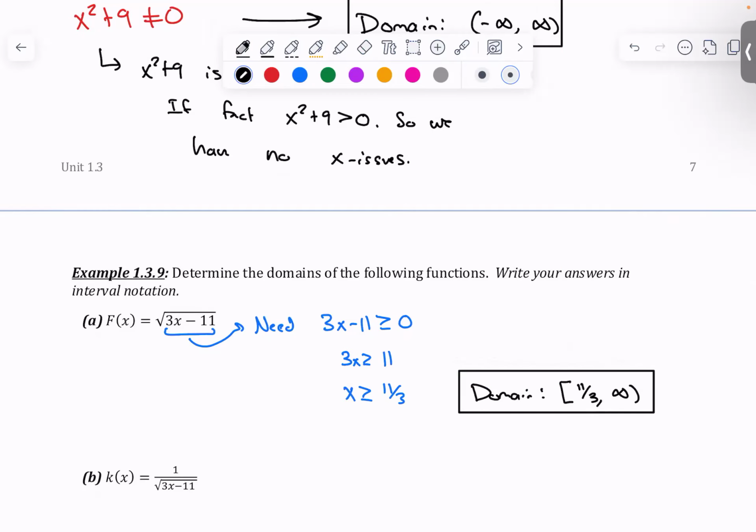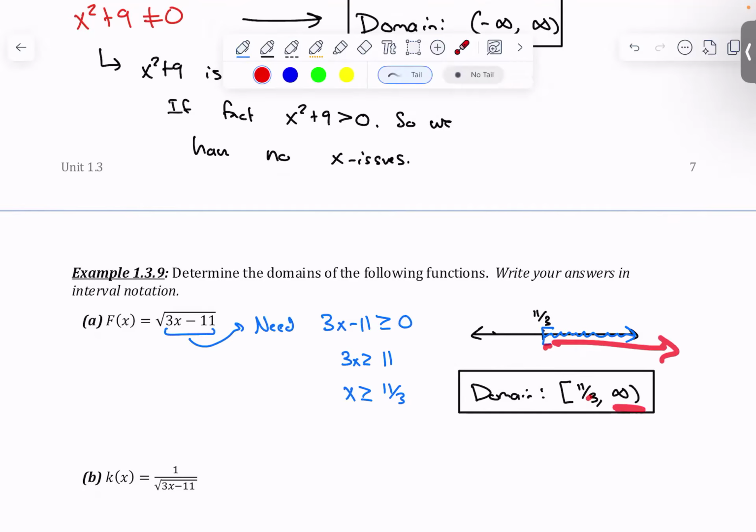But just like before, if you're having a hard time seeing the answer immediately from this work, draw a number line. It'll work wonders. Here is 11/3, and we know that our x values need to be larger than 11/3, so to the right of it. So it's everything to the right. Hence, bracket 11/3 to positive infinity. Any questions on that?